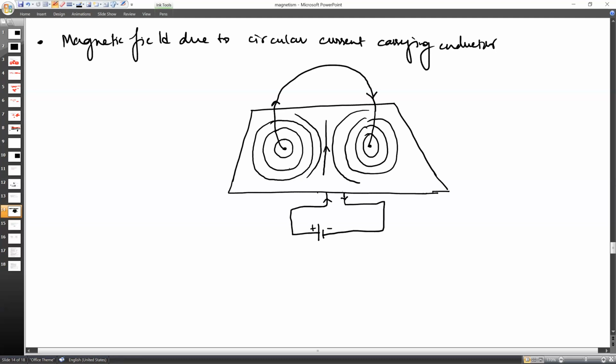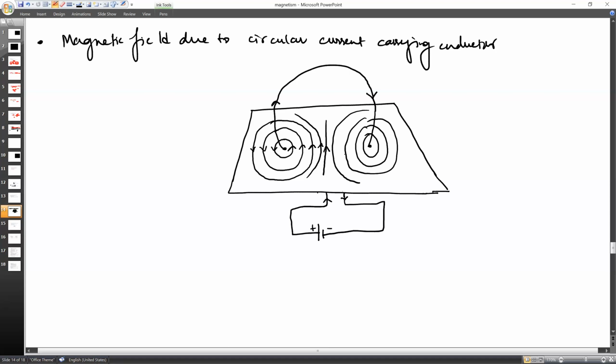Now, can you tell me the direction of magnetic field lines in this loop here? Will it be clockwise or anti-clockwise in this loop? Anti-clockwise. Yes, it will be anti-clockwise because you are watching it and the current in this loop is coming towards you. So it will be anti-clockwise, in this direction.